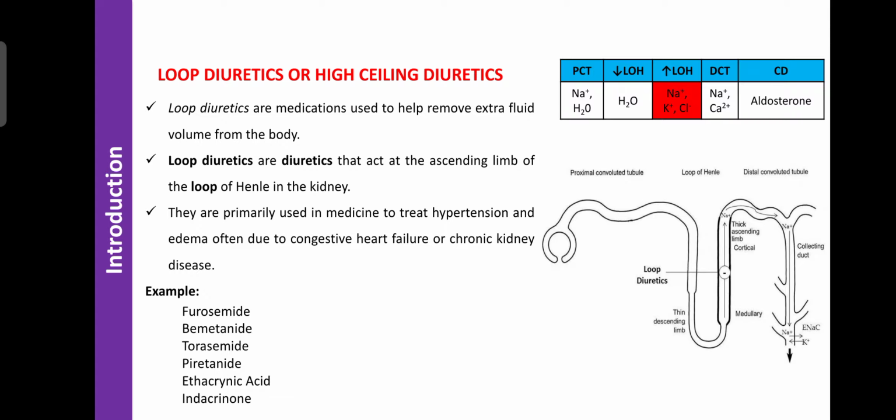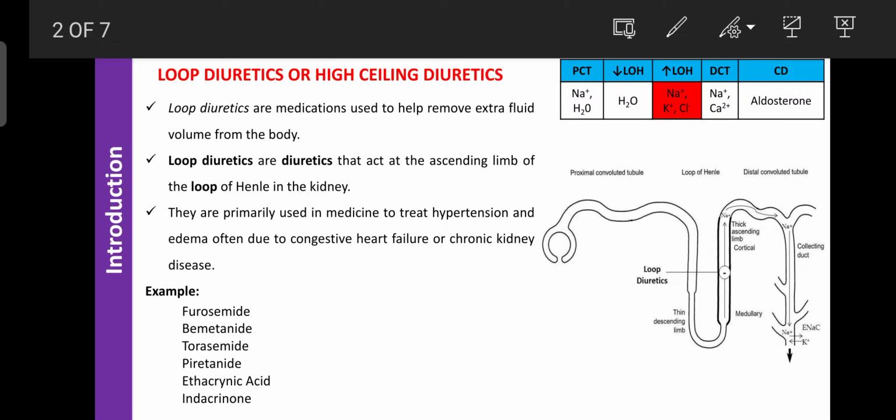Due to that, they can decrease the preload and afterload. So they are used in the management of congestive heart failure or chronic kidney disease, where these loop diuretics, or high ceiling diuretics, are usable. Loop diuretics act on the ascending loop of Henle in the kidney, in the nephron. This is the location of the ascending loop of Henle.